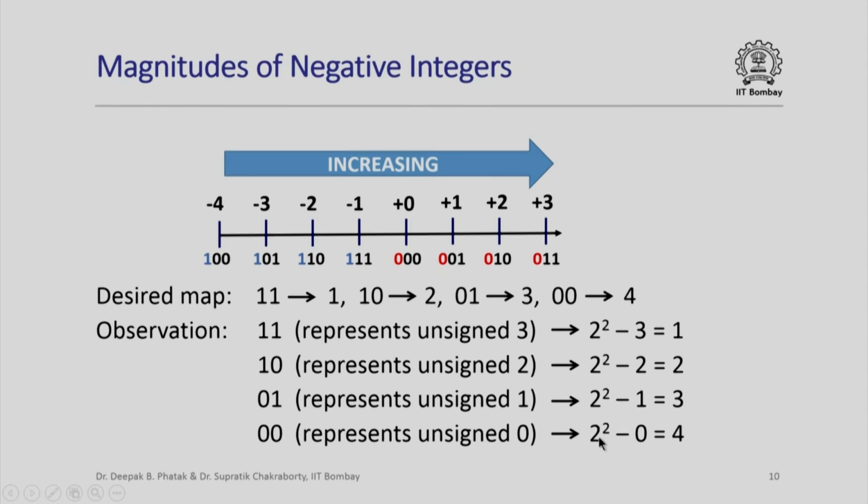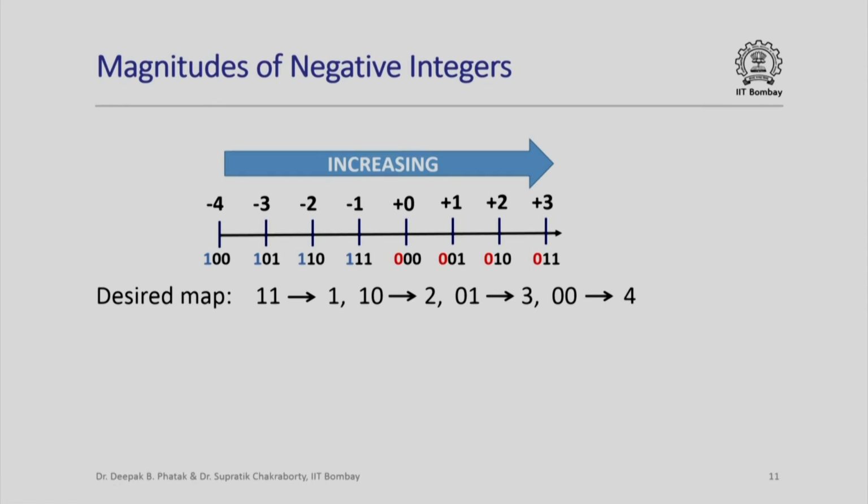What was the appropriate power of 2 here? It was 2 squared, because 4 is the largest magnitude that you can represent using 3 bits in 2's complement. So we want 4 minus 0 equal to 4 at this end, and that is why we are subtracting from 2 squared, which is 4.